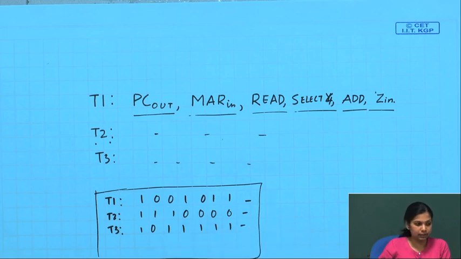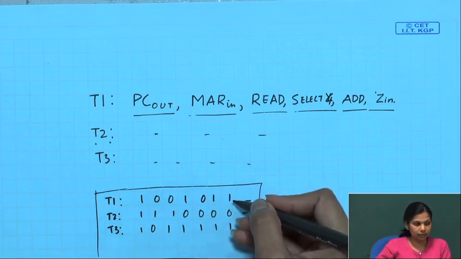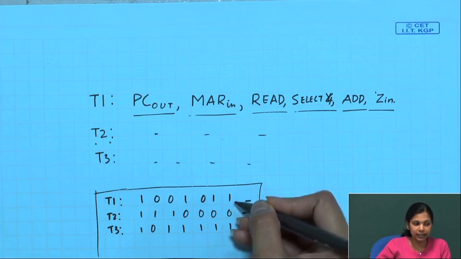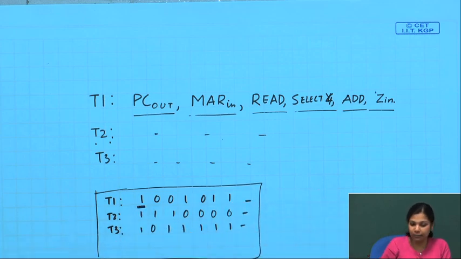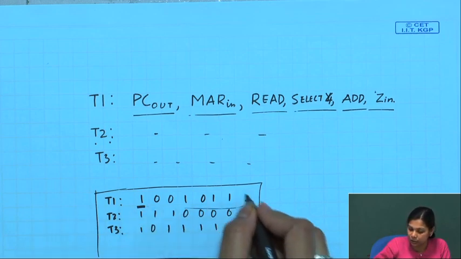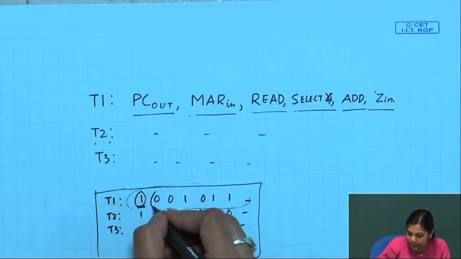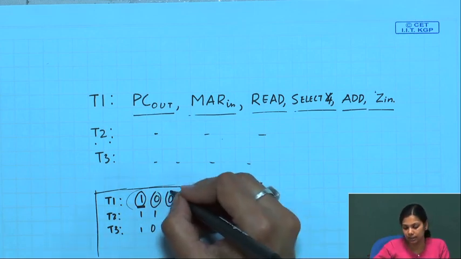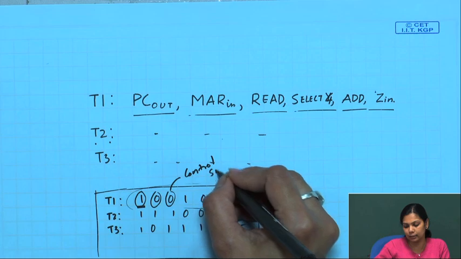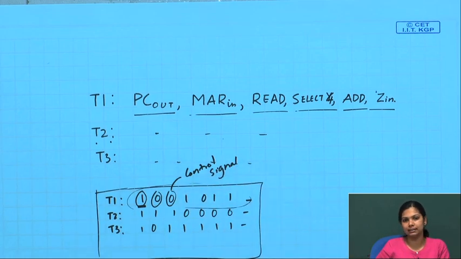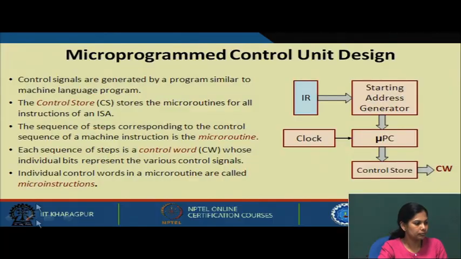Each control word's individual bits represent the various control signals. These are individual control signals that are on or off, that means it is either active or not active. The individual control words in a micro routine are called micro instructions.